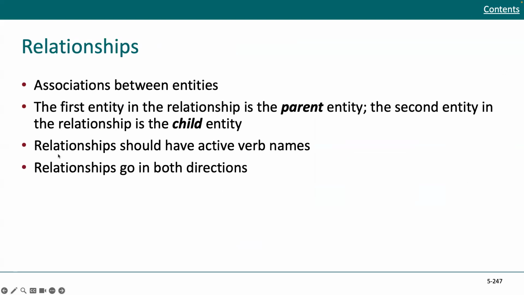Well, we also have the relationship. There's this association between entities. The first entity in a relationship is the parent entity, and the second one is the child entity. The relationship should have active verb names, and relationships go in both directions.